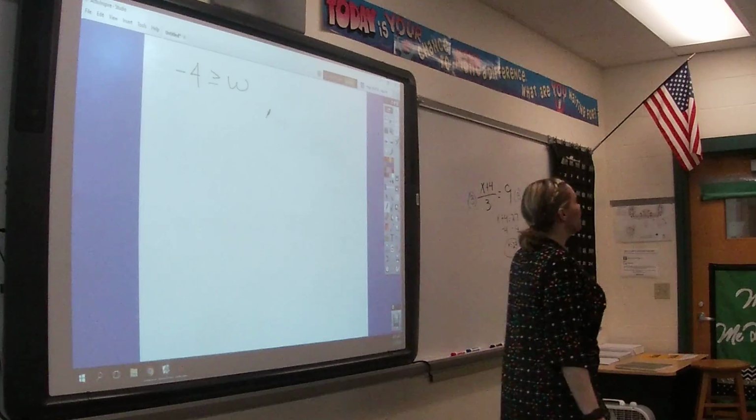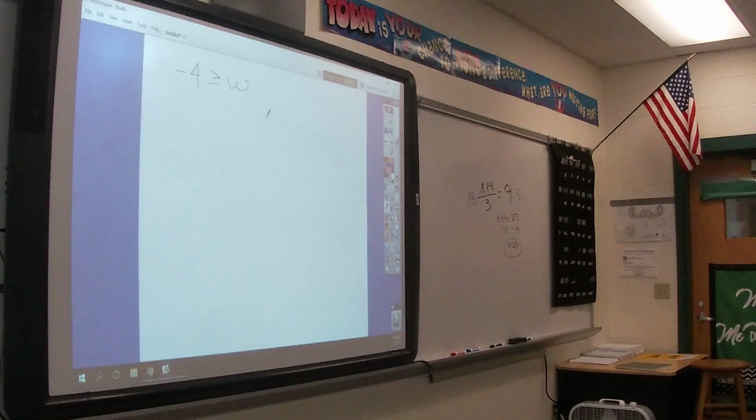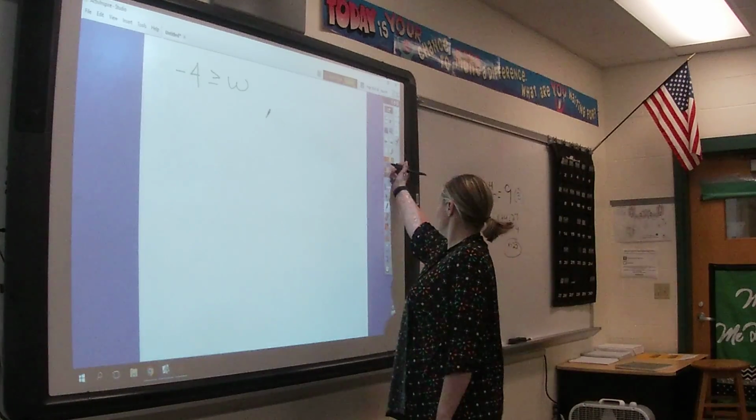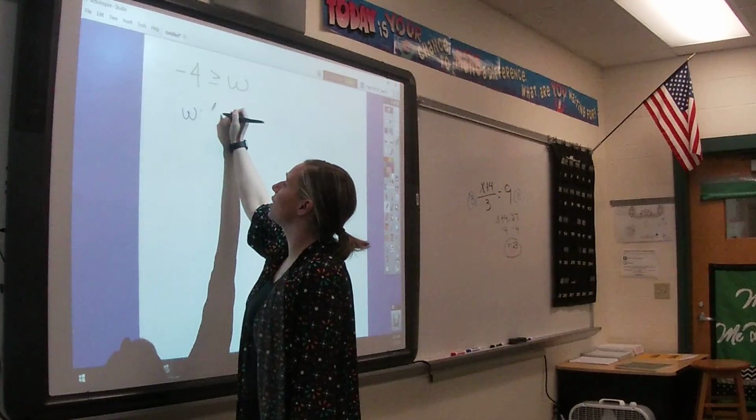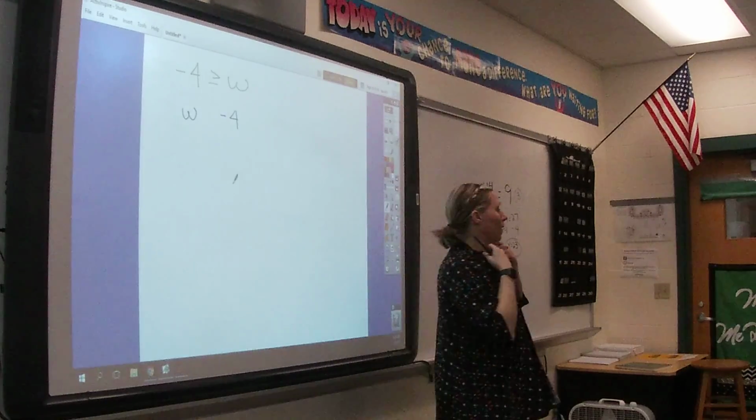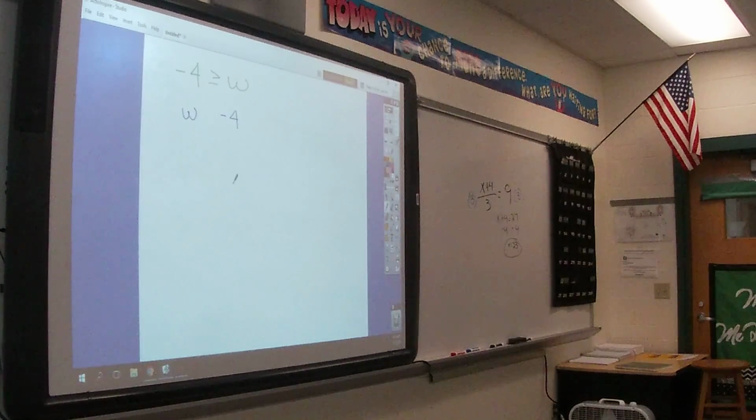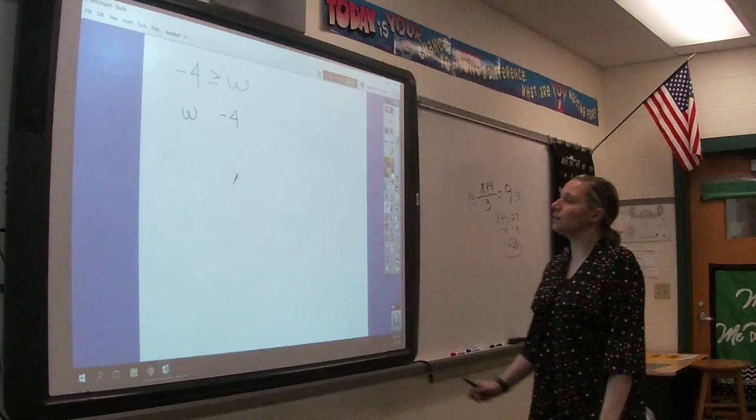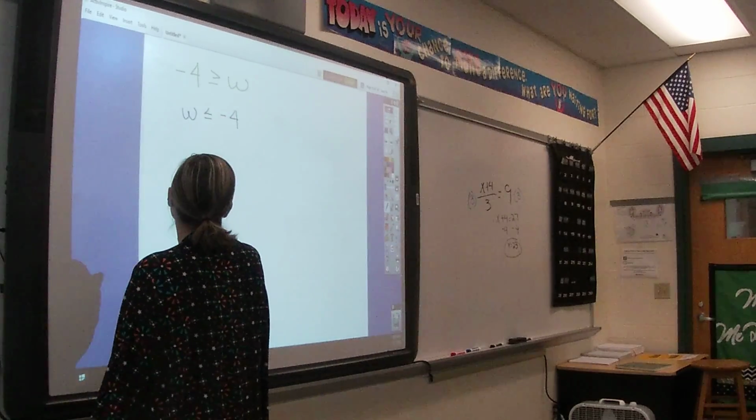Okay, let's say we want to graph -4 is greater than or equal to W. Is this in the right form to graph it? No. What do we need to do? Flip it, right? So we're going to put our W first because we always need our W first, our number second. And then what are we going to do with that inequality sign? Change it to less than. We're going to flip it. And now we're good to go.